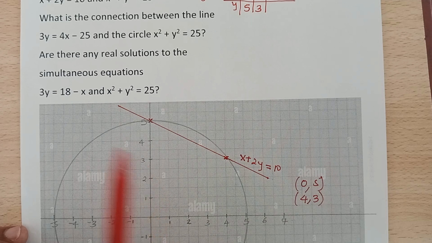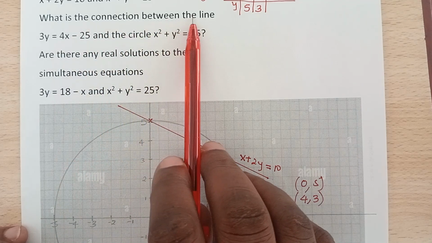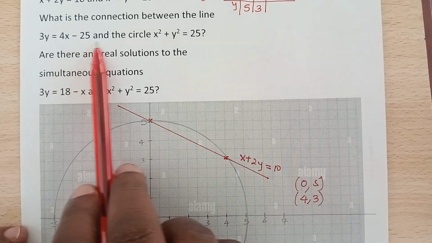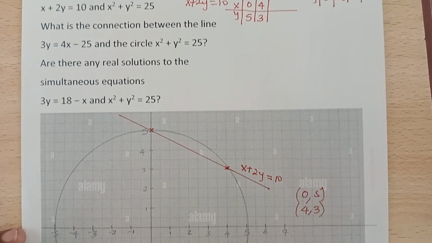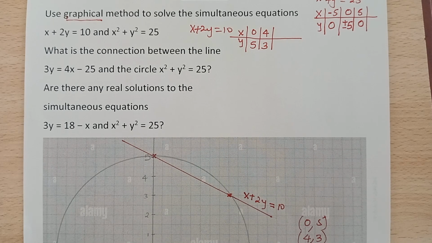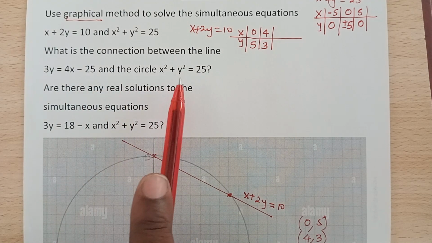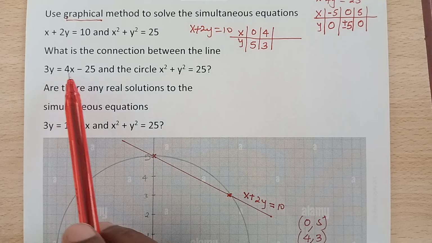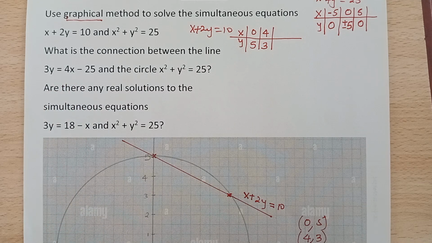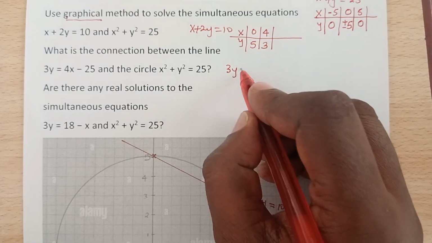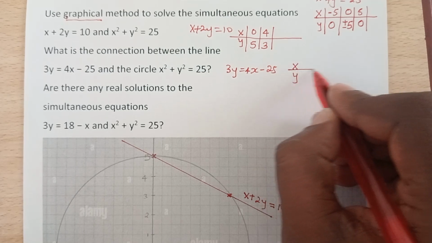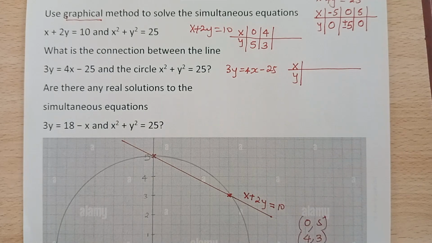Part B of the question is asking us, what is the connection between the line 3y = 4x - 25 and the circle that we have drawn? What is the connection between this line and this circle? Now that we have the graph of the circle, what we need to come up with is this equation. By tabulating it, we have 3y = 4x - 25, and we must have x and y again in an attempt to answer this question.